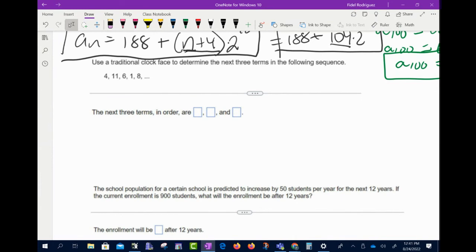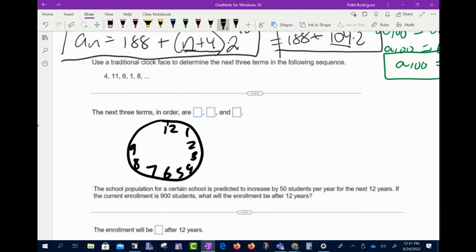But we all know what a clock looks like, right? Okay, so the first thing I'm going to do here, y'all, I'm going to draw myself a picture. Okay. So 12, 1, 2, 3, 5, 6, 7, 8, 9, 10, 11. I'm drawing the clock because it says use a clock face. We're at 4, so I'm right here. We're going to move to 11. What I want you to do, help me count how many spaces. 1, 2, 3, 4, 5, 6, 7.